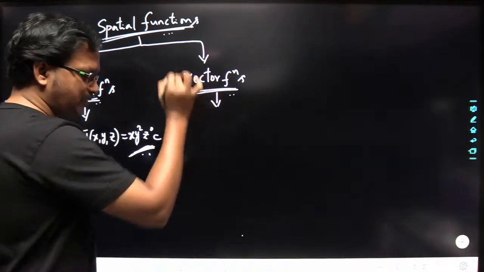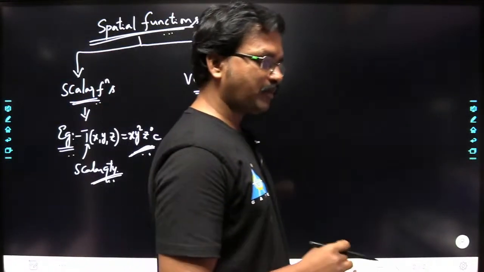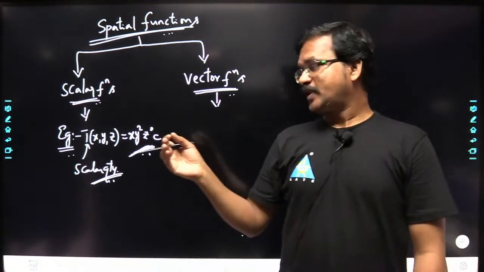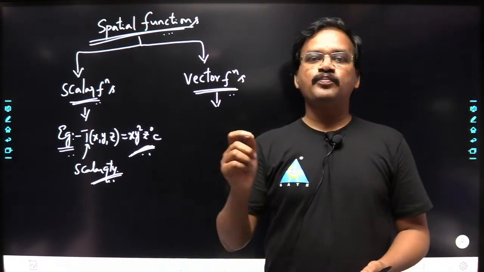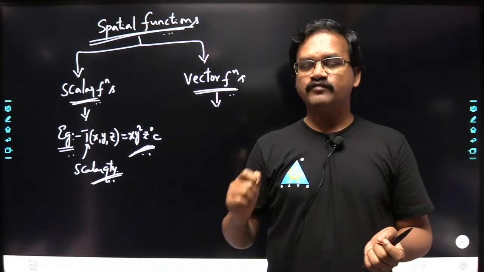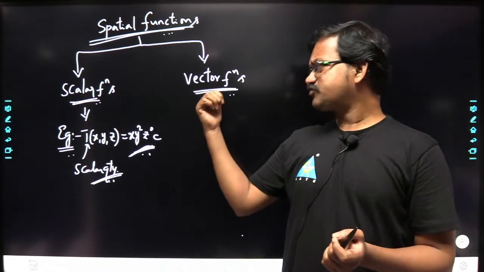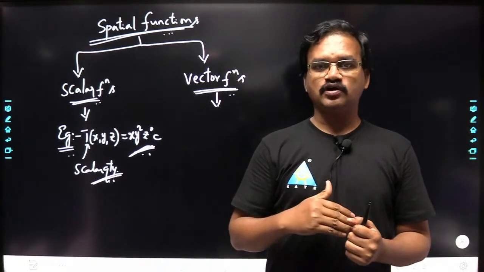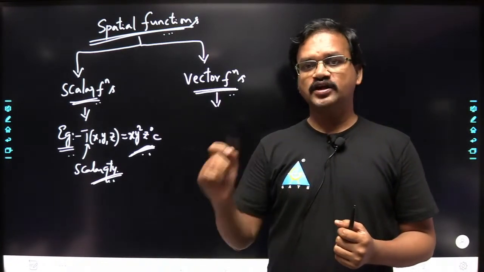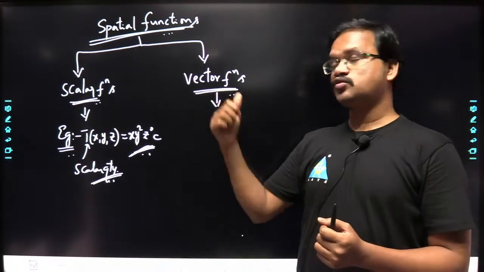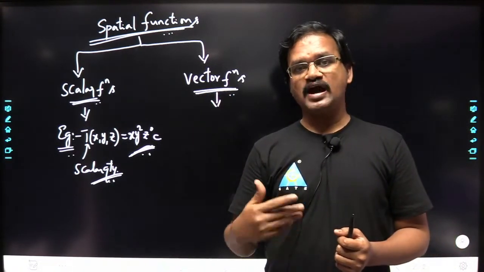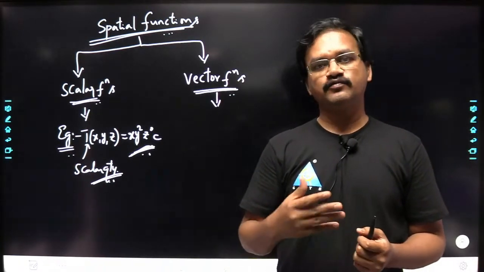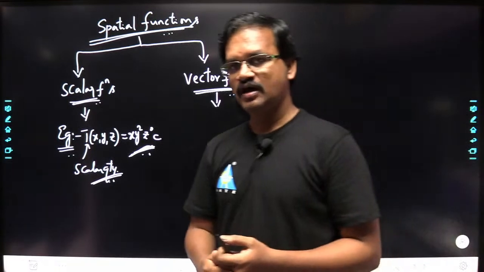So what do you mean by a vector function? See here, if you consider at each and every point in space, this function is going to have both magnitude as well as direction. Then such type of functions we call them as vector functions.